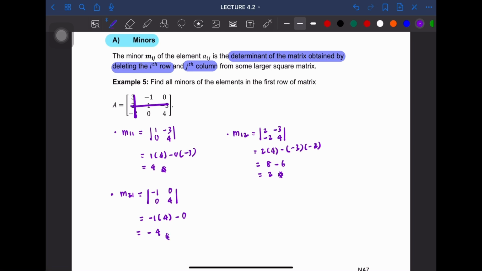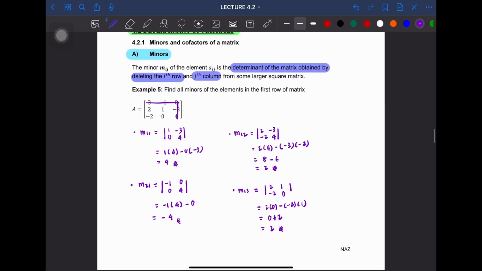Let's try the last one. For example, we want to find the minor M13. This means you have to delete the first row and third column. The elements that are left are 2, 1, negative 2, 0. Using the formula ad minus bc, we multiply 2 by 0 minus negative 2 multiplied by 1. You're going to get 0 plus 2, which is equal to 2.